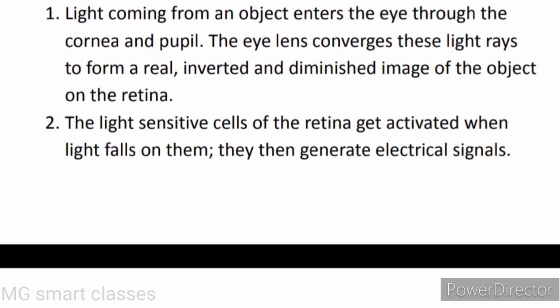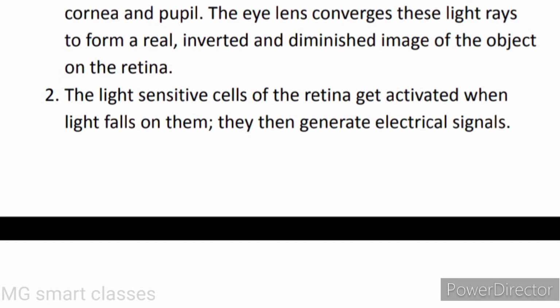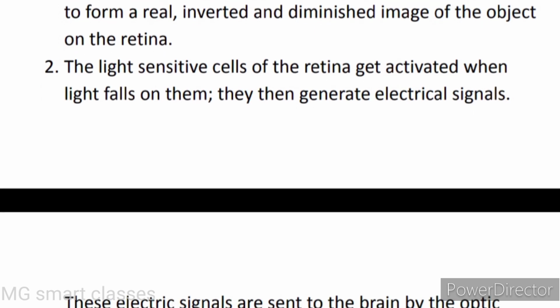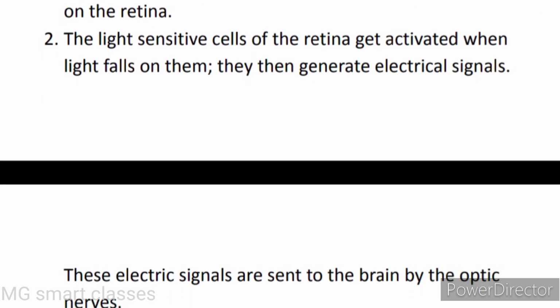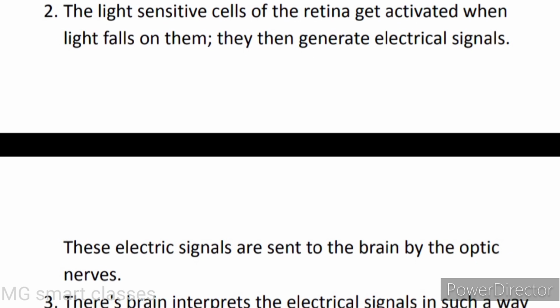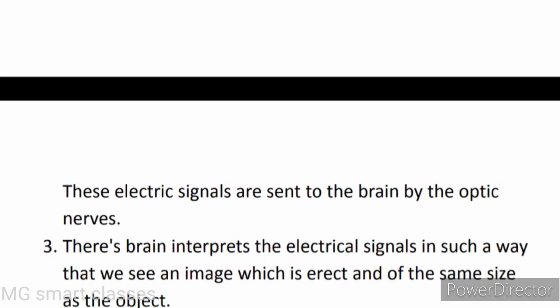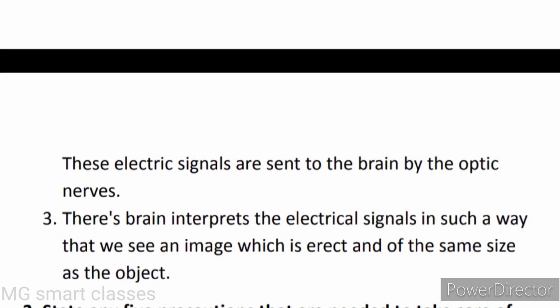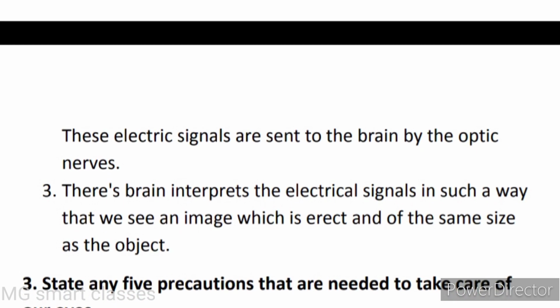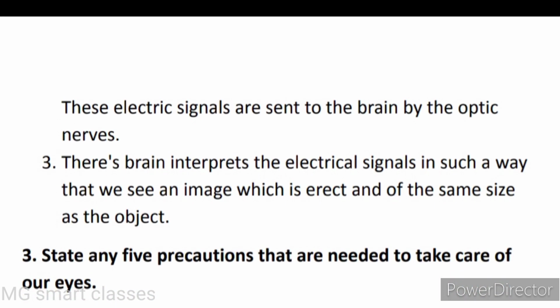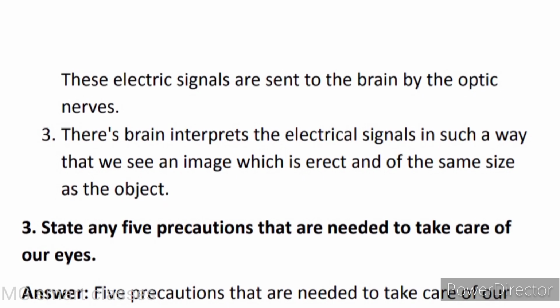Then they generate electrical signals. These electrical signals are sent to the brain by the optic nerves. Number 3. The brain interprets these electrical signals in such a way that we see an image which is erect and of the same size as the object.